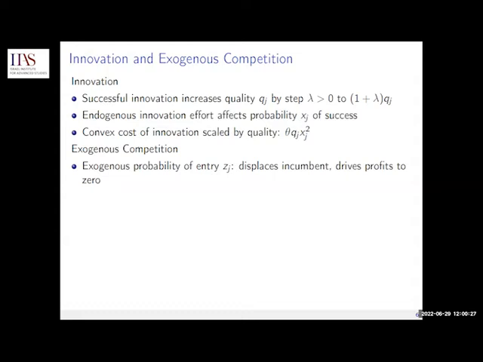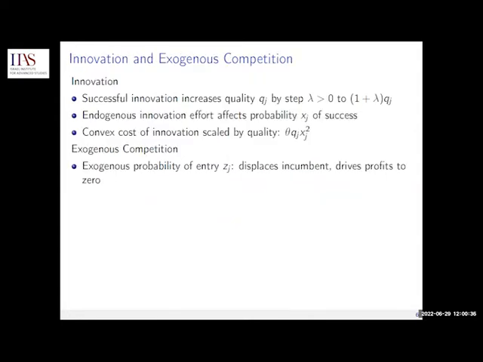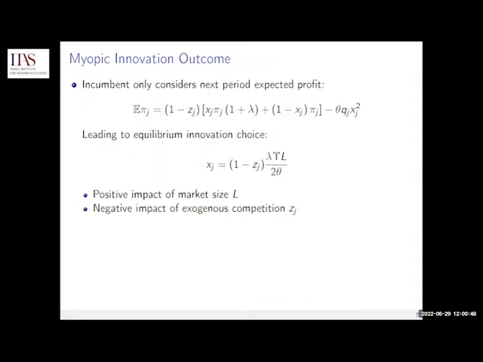Just think of it that when entry occurs, it just displaces the incumbent and drives the profits to zero. Okay. So now I'm going to describe the version that shows how this can go into a fully dynamic model. You can get most of the intuition by just thinking about this myopic version, where the producers, in terms of their innovation decision, are just thinking one step ahead. There's one key difference, and I'll highlight that when I get to it.